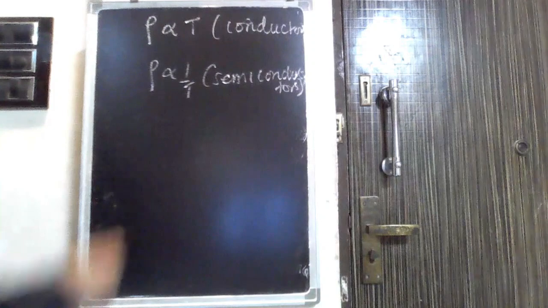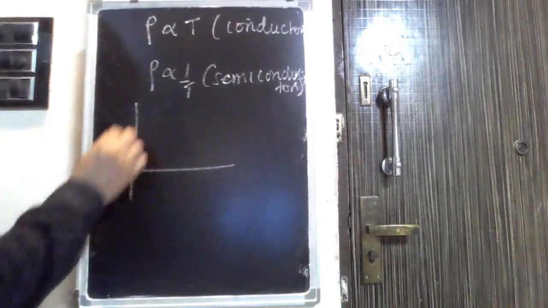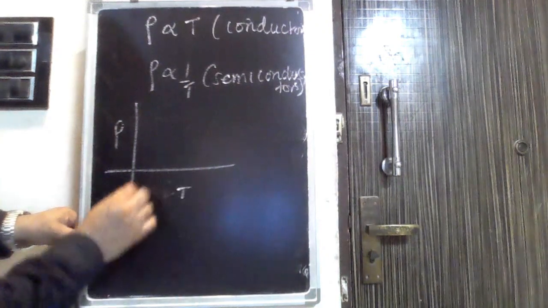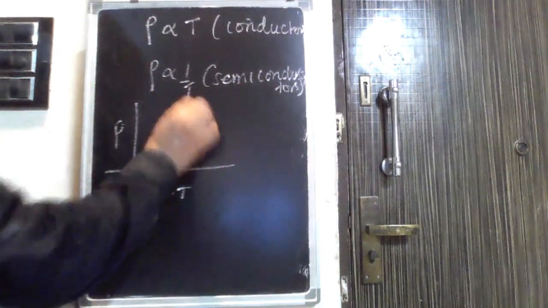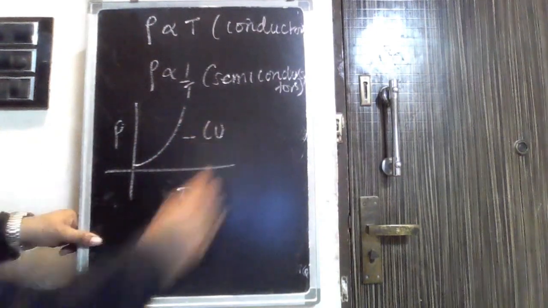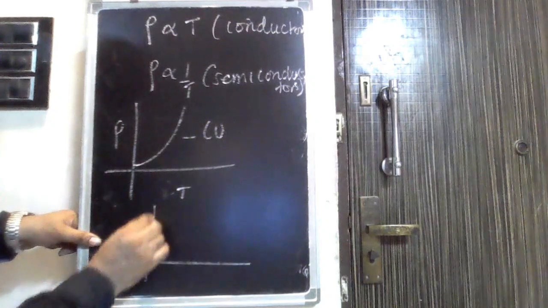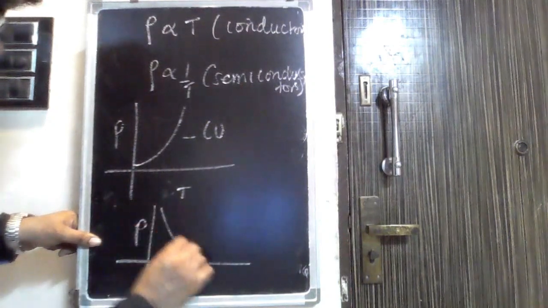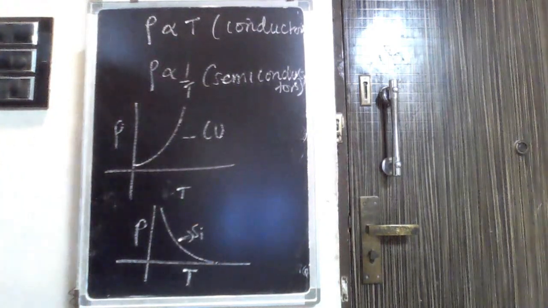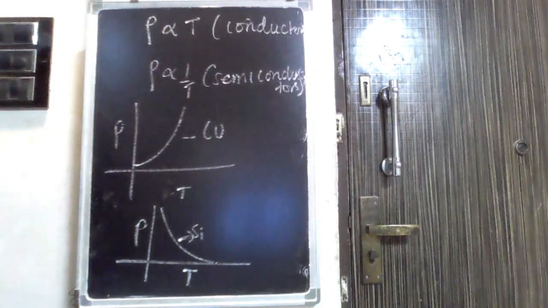If you see the graph of resistance and temperature for a conductor like copper, it's proportional. It's going to go up. So this is for a conductor, say copper. But for silicon, the graph is going to be like this. This is for silicon. So you got to be very careful about the graph. The resistance temperature graph is directly proportional for copper and inversely proportional for silicon mainly.